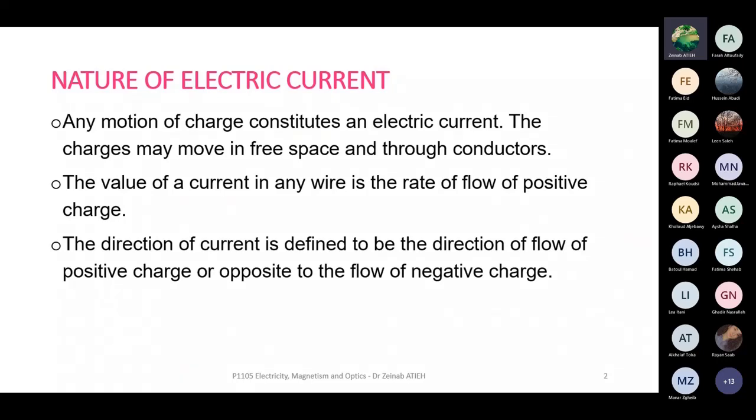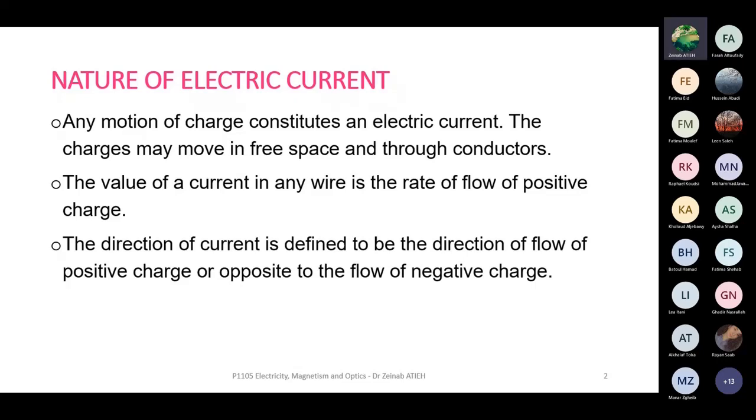In any case, as a summary, current comes from the flow of charges. These charges are either positive or negative. It doesn't matter. By convention, the direction of the current is the same as that of positive charges, or opposite to the flow of negative charges. So if I have plus charges, it is the same as the plus. If I have minus charges, it is opposite to minus, meaning with plus.